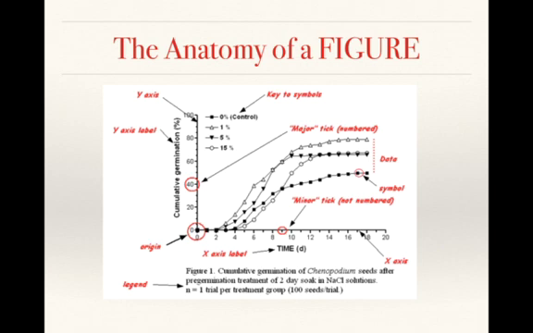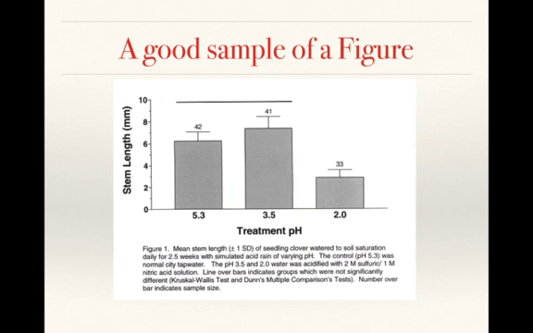You can see that there are minor ticks on the x-axis that are not numbered, to demarcate 0.5, or the distance in between. You can see that there is a legend, and this one is at the bottom. And this one is actually so descriptive that the graph doesn't need to be supplemented by something you need to mention in the text. This is a good sample of a figure.